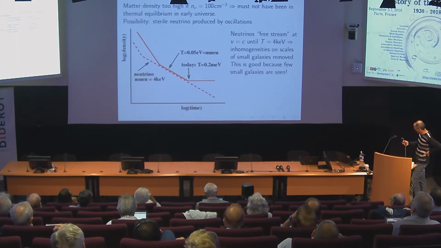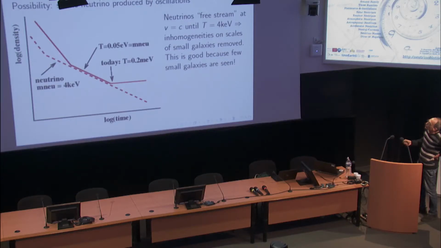So that's my last thing here, 4 keV. I'm a little bit disorganized because I'm surprised how these are coming out. Warm dark matter density is too high if they're 100 per centimeter cubed. So they must have not been formed in thermal equilibrium in the early universe. One possibility is produced by oscillations. This is the famous Dodelson-Widrow mechanism, which is now pretty much ruled out.